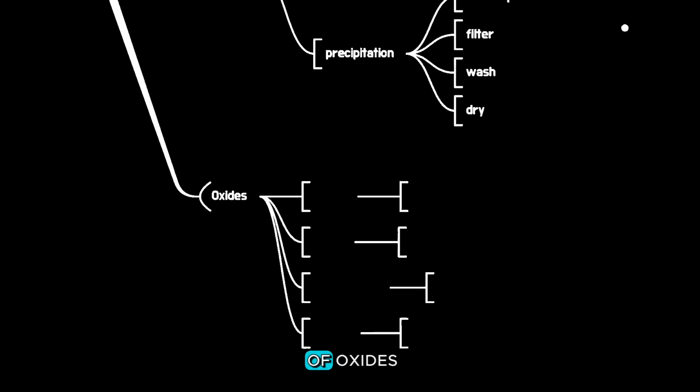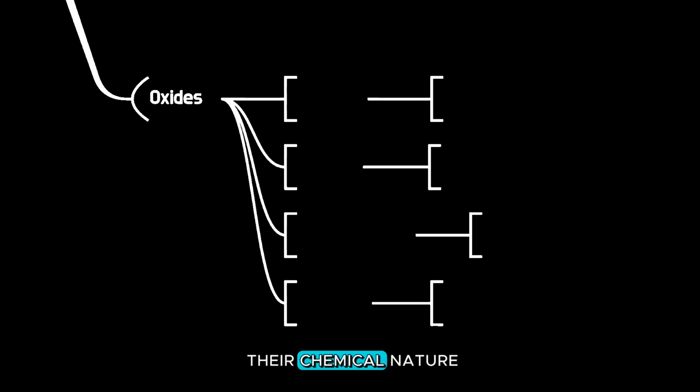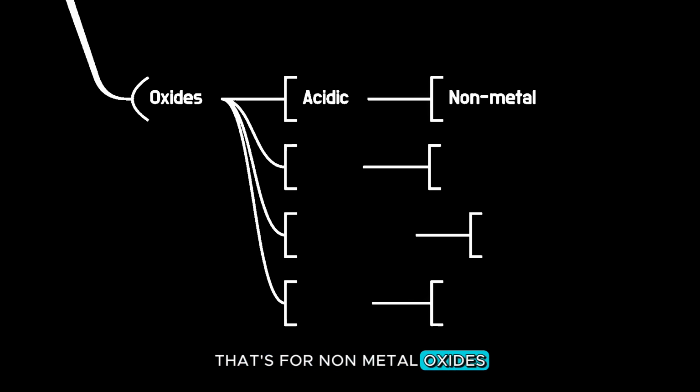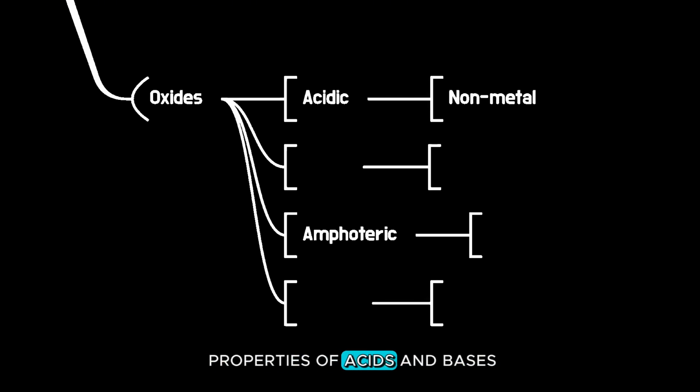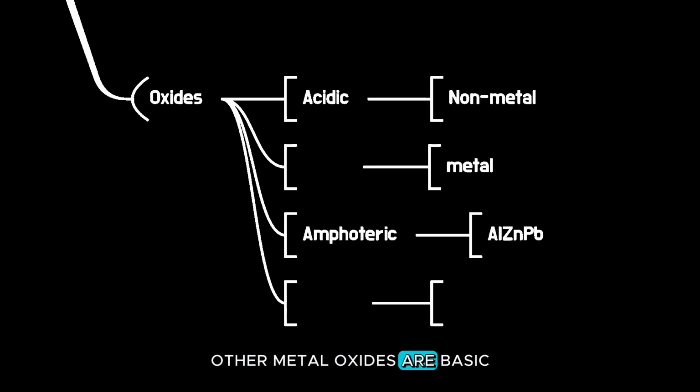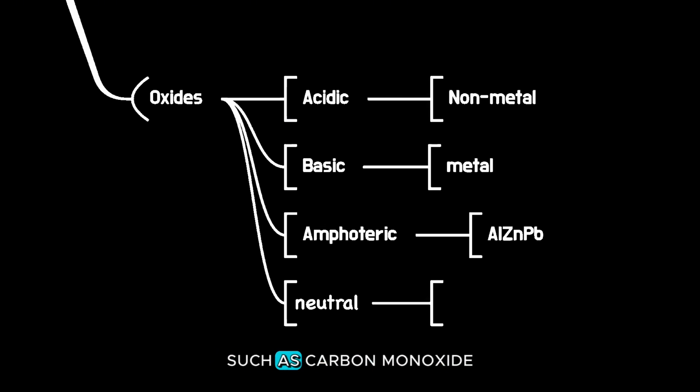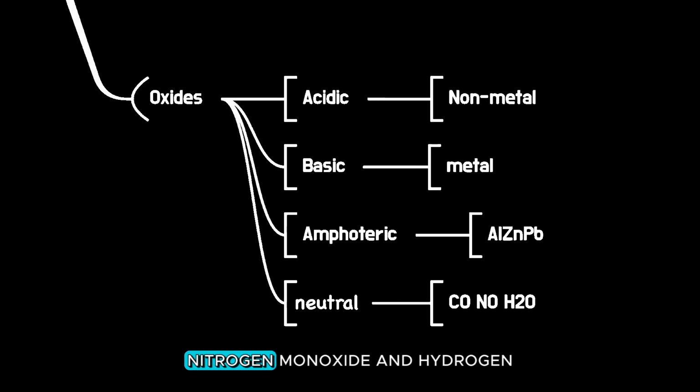There are four types of oxides when it comes to their chemical nature. Oxides can be either acidic, that's for non-metal oxides. Oxides can also be amphoteric, that's when they have properties of acids and bases. There are three examples of amphoteric oxides, which are aluminium, zinc, and lead oxides. Other metal oxides are basic. And the last type of oxides are neutral oxides, such as carbon monoxide, nitrogen monoxide, and hydrogen oxide or water.